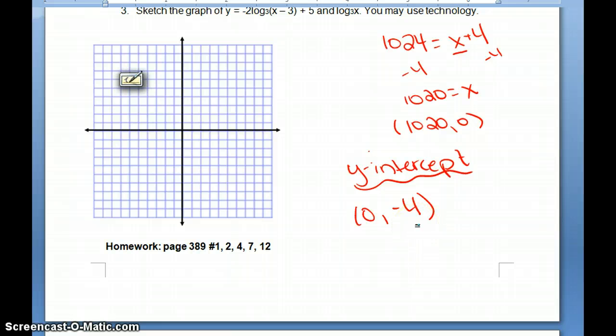Alright, so moving on to the last one, we found our domain, range, and x and y intercepts. Now we just need to do our asymptote.